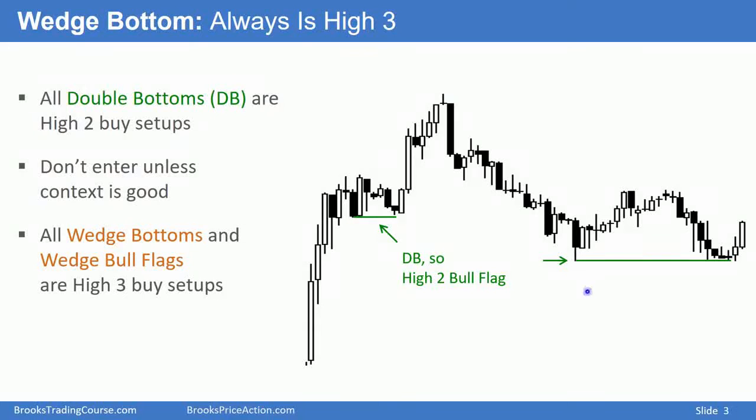Now, all wedge bottoms and wedge bull flags are high 3s. Sometimes the wedge has 4 pushes, so 1, and then maybe 2, and then 3, or 3, and then 4. And a lot of times the count is not clear. So a bear channel, first push down, second push down, third push down. That's one reasonable way to look at it.